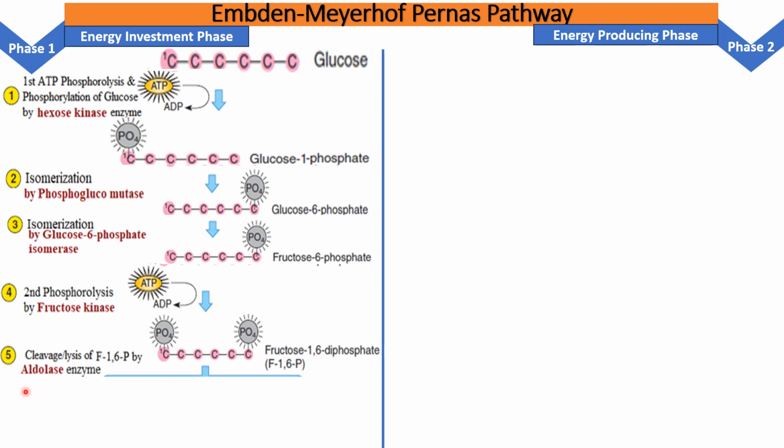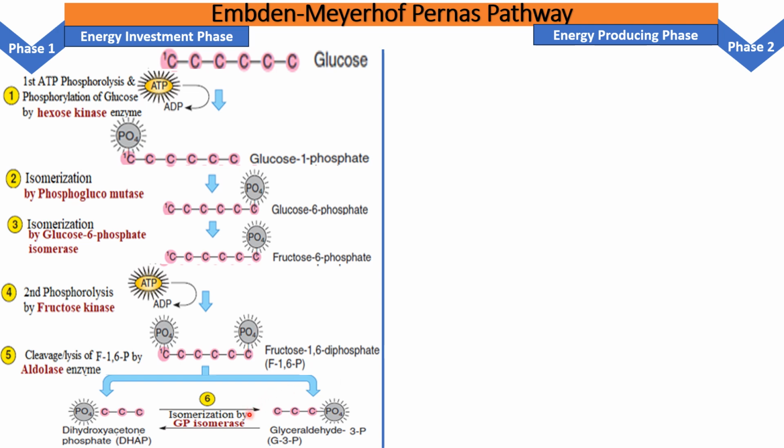And in the presence of an enzyme aldolase, this product is cleaved into 2, 3-carbon compounds, the first of which is dihydroxyacetone phosphate, and the second one is glyceraldehyde phosphate. These two compounds are isomers of each other. They can be converted to one another by an enzyme called triose phosphate isomerase or glyceraldehyde phosphate isomerase, if we want to name it based on the substrate it acts upon.